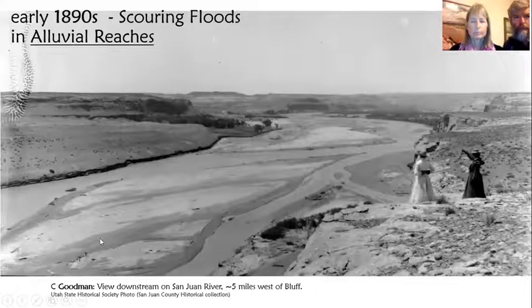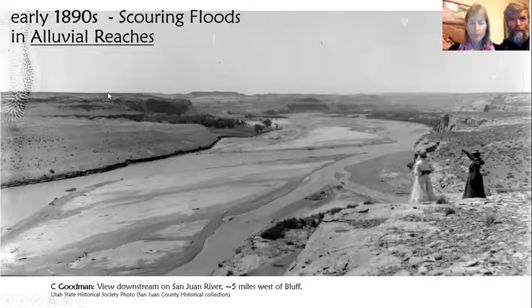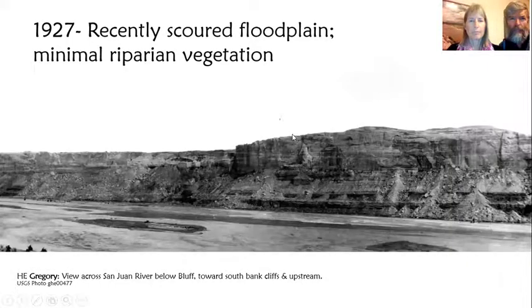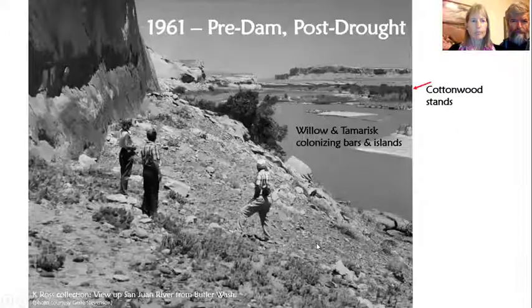So here's that same alluvial reach. In the late 1890s and really into the early 1900s, there were these huge scouring floods that cleaned the alluvial reaches. And here's another picture of the alluvial reach right near Bluff, Utah. See this very, very wide, unvegetated floodplain, with just little, probably willows right along the edge.